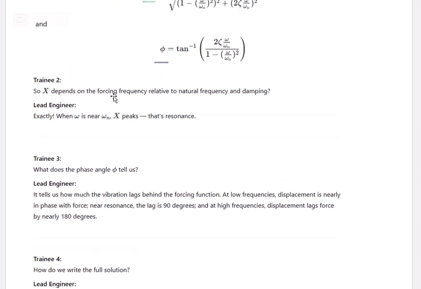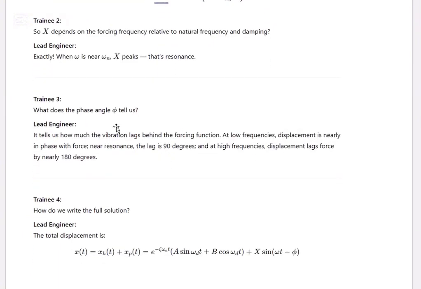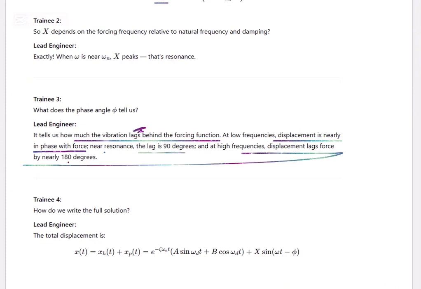X depends on the forcing frequency relative to the natural frequency. When omega is near omega n, X peaks. That's resonance. What does the phase angle tell us? It tells us how much the vibration lags behind the forcing function. At low frequency, displacement is nearly in phase with the force. Near resonance, the lag is 90 degrees, and at high frequency it is nearly out of sync.